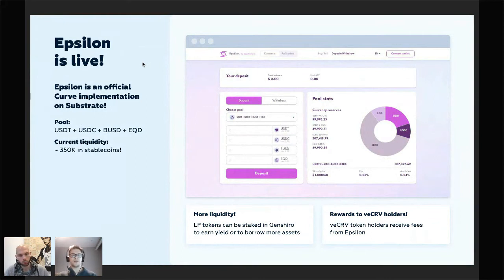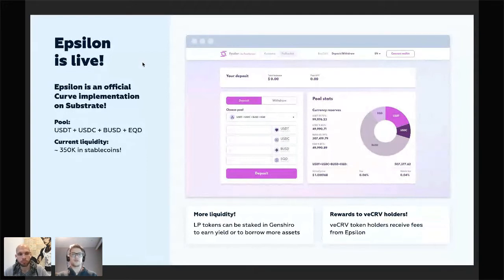Since we have partnered with Curve on this implementation, another important aspect is that we reward veCRV holders back on the Ethereum blockchain. Part of the fees the protocol collects, we gather in our treasury, and then once in a while there's a period when users can claim those rewards, and they get bridged to Ethereum to our special smart contract, where veCRV holders can claim them.